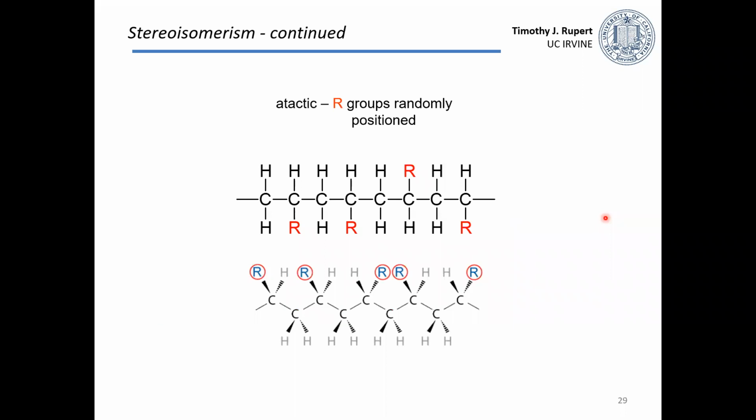And we can even have situations where those R groups are randomly positioned. So in this case, they're not all on one side, they're not repeating in some ordered fashion, they're just randomly stuck in there. They still need to be placed so that they keep the right chemical formula, so that in this unit there are 2 carbons, 3 hydrogens in one of those R units, but it's happening randomly. So this is atactic. And these are all different examples of isomers.